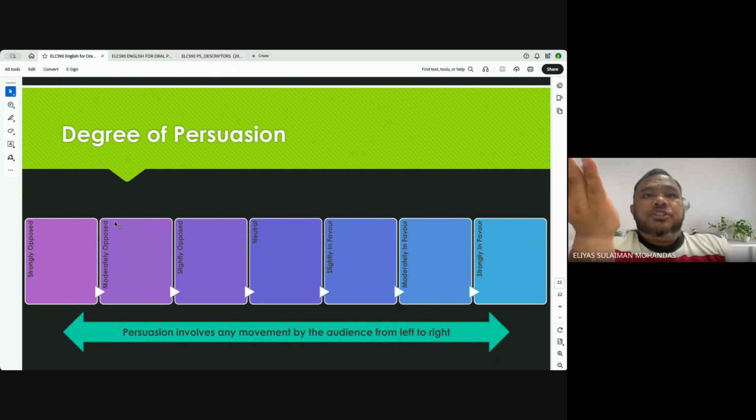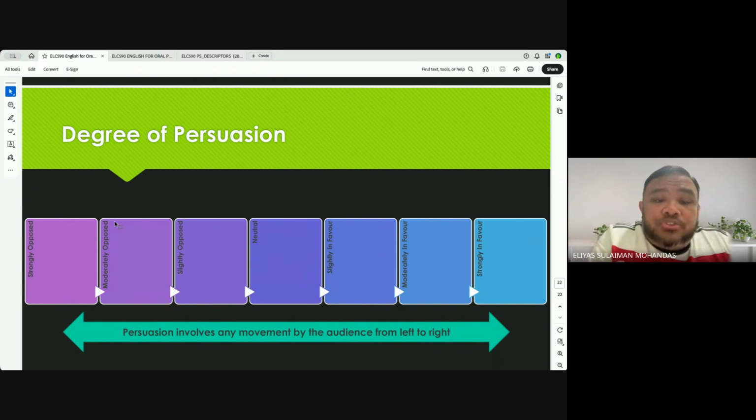So after delivering your speech, you ask them to choose. Now, after listening to my speech, where are you now? Are you moderately opposed to the topic or slightly, or you're being neutral, or now you have agreed with my idea, or you have changed to strongly in favor with the idea? Mana satu? Ask them to choose. Now, if there is a move, even one move sahaja from strongly opposed to moderately opposed, that means you have successfully persuaded that person. Ini cara untuk you tahu sama ada you dah successfully persuade a person ke tidak.